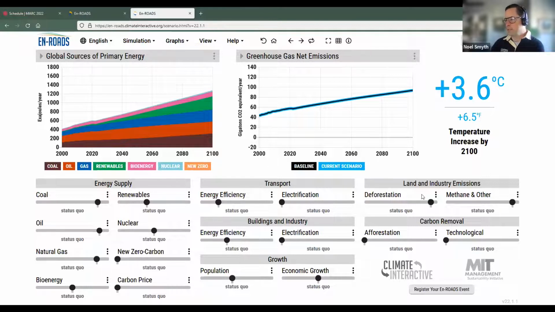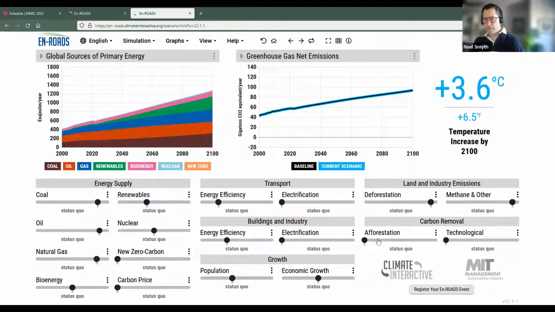And then we've got land and industry emissions. Two important ones here are deforestation, where you can disincentivize deforestation, and then methane and other, which is really important. That talks about land use change, agriculture, the emissions from fossil fuel plants, like methane and other F gases. So really an important lever there as well. And then carbon removal technologies. One is afforestation, which is kind of nature's technology of planting trees, and the other is technological. So that might include direct air capture and technologies like that to remove carbon from the atmosphere.